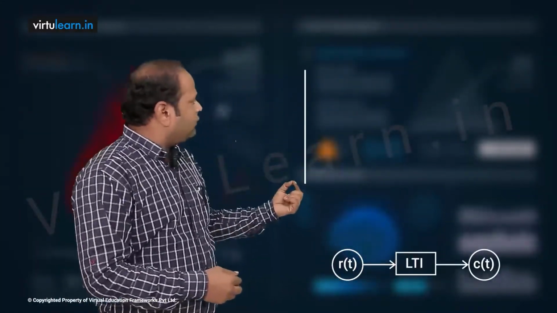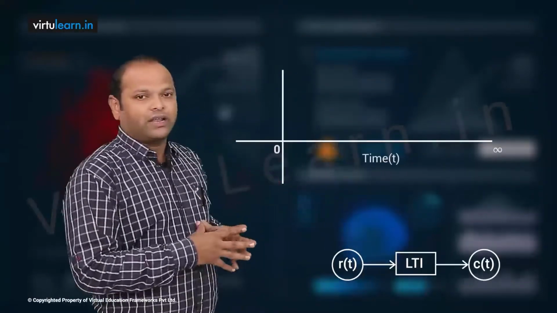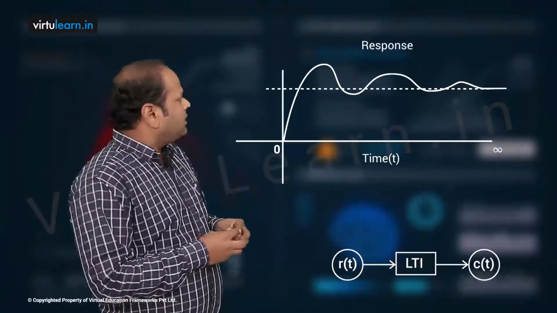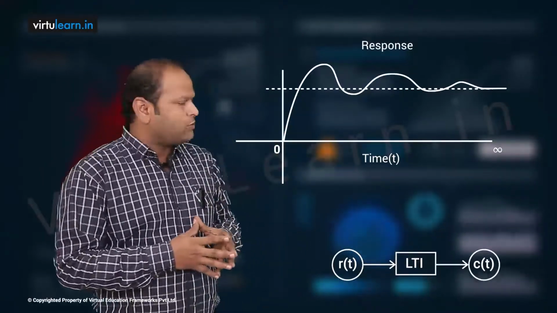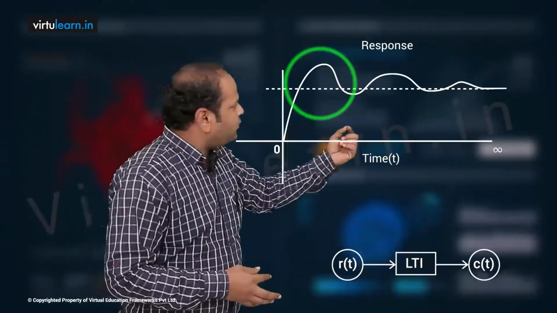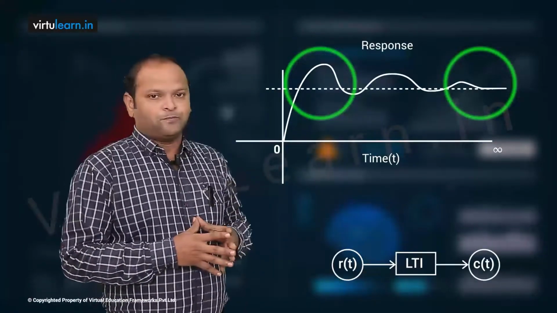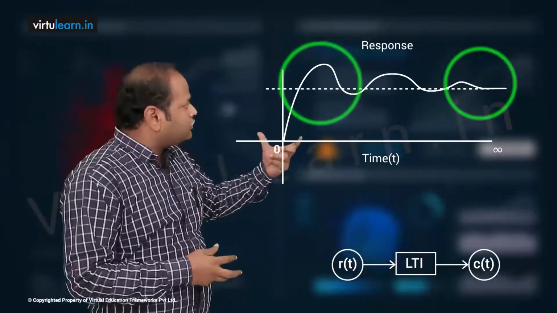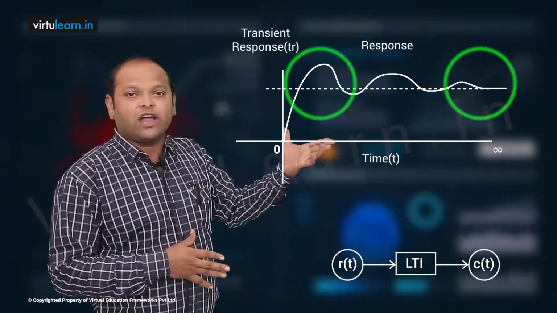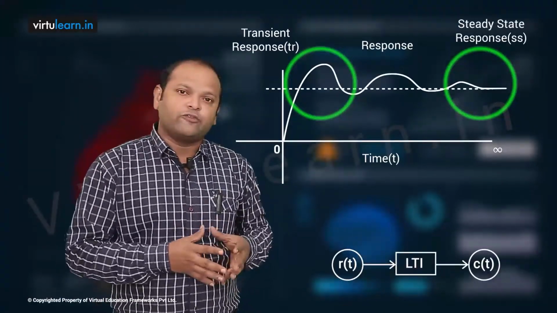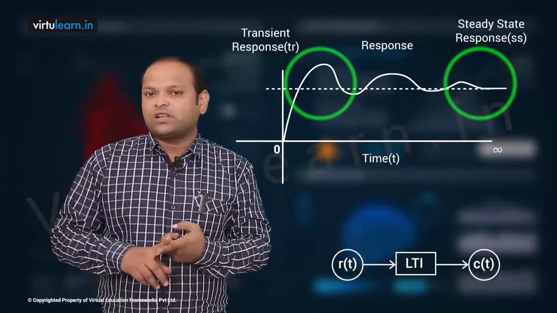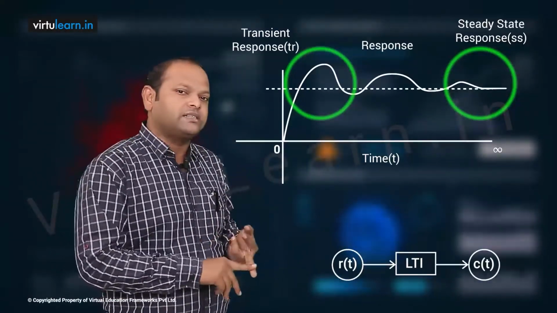So if you take your output response, and here I have the time, this is for example the response. Now in this response, if we closely observe, there are some oscillations initially. After that the response settles. The response where we have the oscillations is called the transient response. Where we have a steady state value is called the steady state response. Therefore there are two parts of the time response: one is the transient response, the other one is the steady state response.